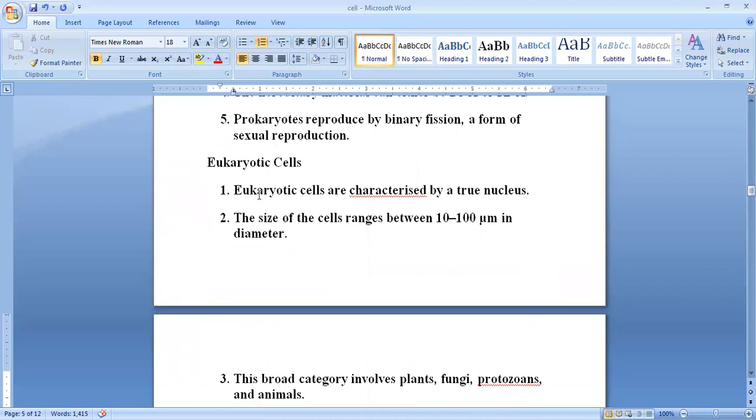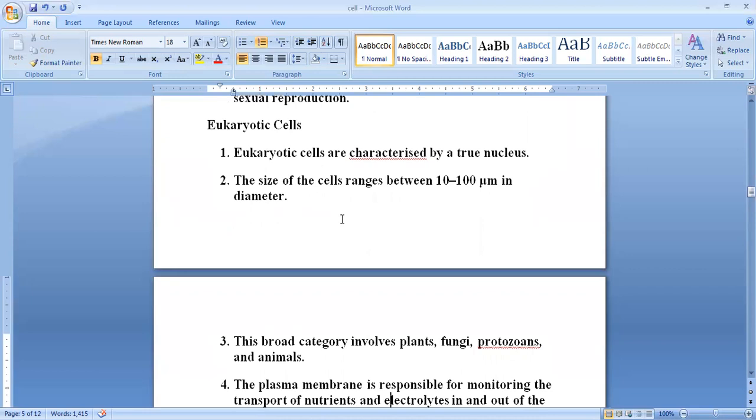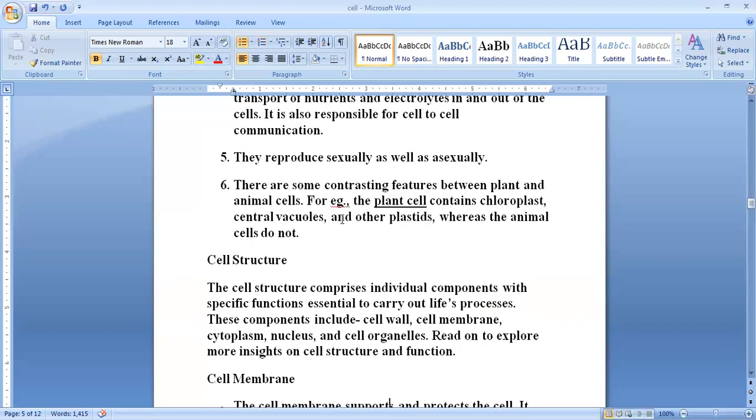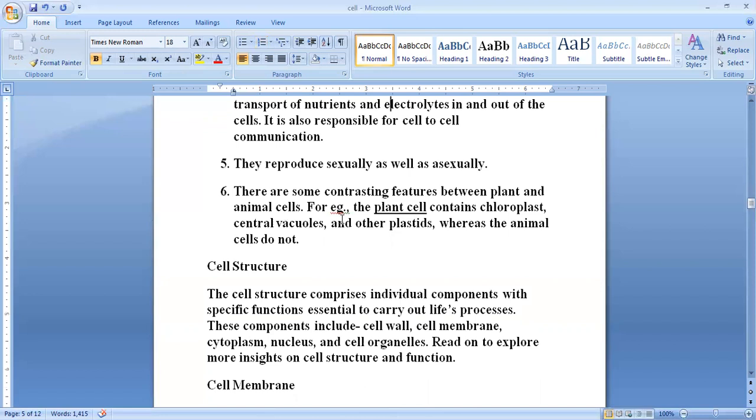asexual reproduction. Now, eukaryotic cells are characterized by a true nucleus. The size of the cell is 10 to 100 micron. There are broad categories: plants, fungi, protozoa, and animals. The plasma membrane is responsible for transport of nutrients and electrolytes. Eukaryotes reproduce sexually as well as asexually. In eukaryotes, there are plant cells and animal cells. Plant cells contain chloroplasts, cell vacuoles and other plastids, whereas animal cells do not.